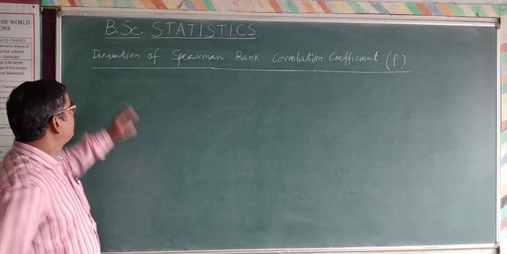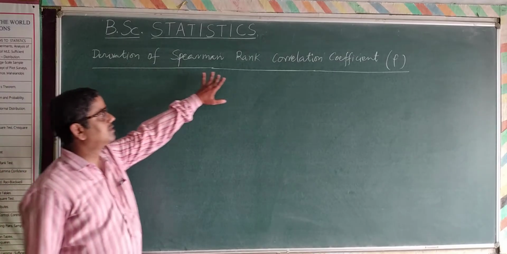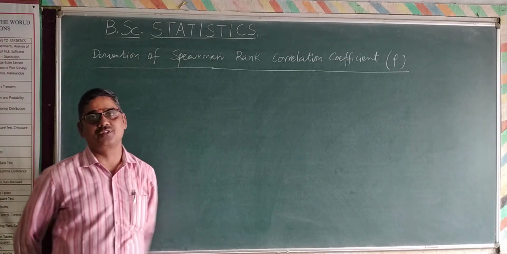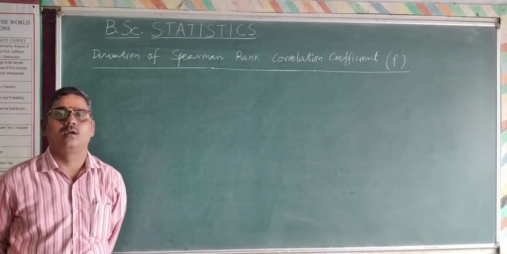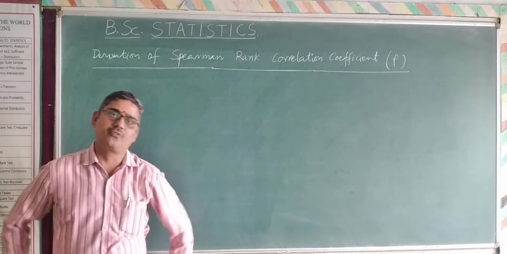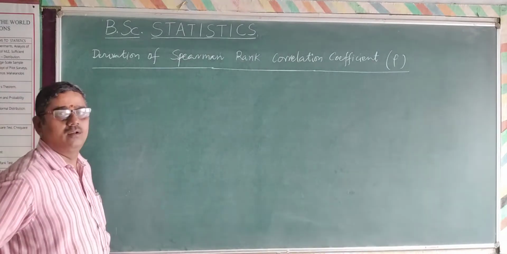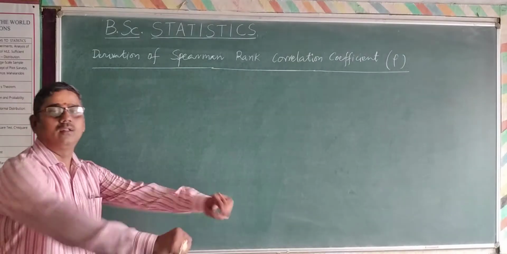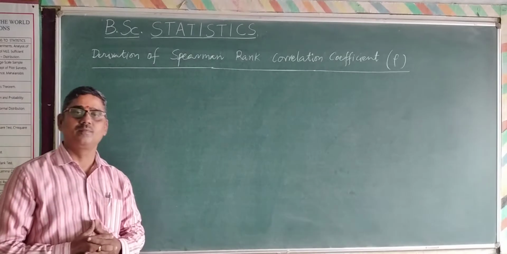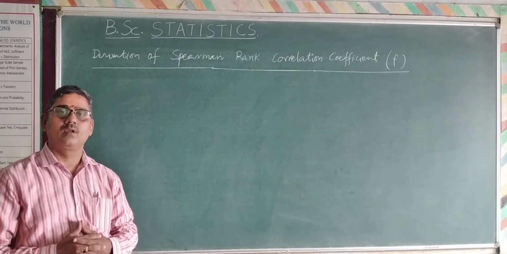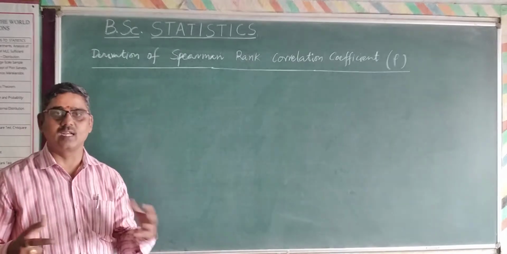In this lesson, we discuss derivation of Spearman's rank correlation coefficient. So, in the rank correlation coefficient, for example, you consider two particular population characteristics, A and B, for which you consider ranks are X and Y.